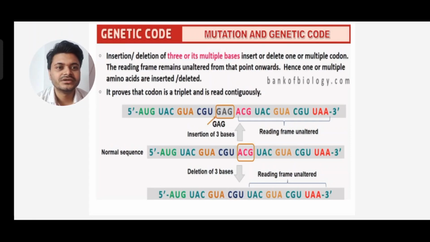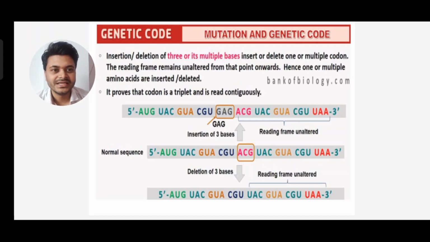So you can see here the middle one is the normal sequence, and on top, insertion of 3 bases, that is GAG. Again I repeat, the middle is the normal sequence, where in the top strand, from 5 prime to 3 prime, 3 bases are added, that is GAG. You can see the reading frame is altered.